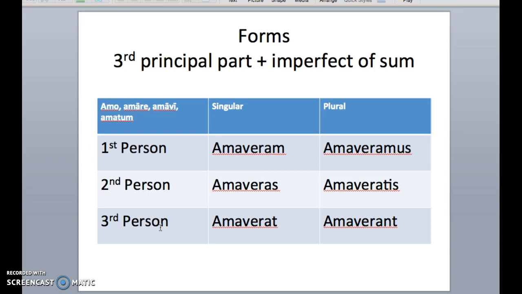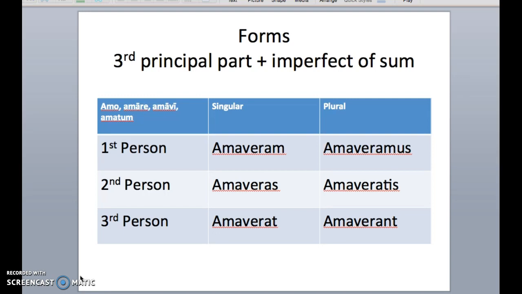Amaveram, I had loved. Amaveras, you had loved. Amaverat, he had loved. Amaveramus, we had loved. Amaveratis, y'all had loved. And amaverant, they had loved. All right, so no new forms. You just have to remember the formation rule.